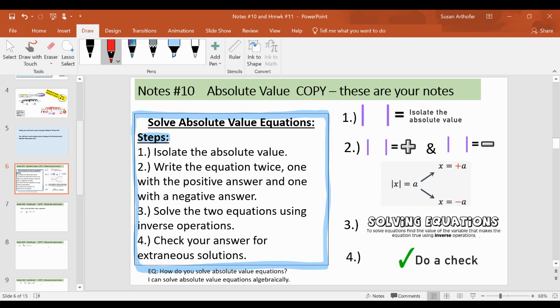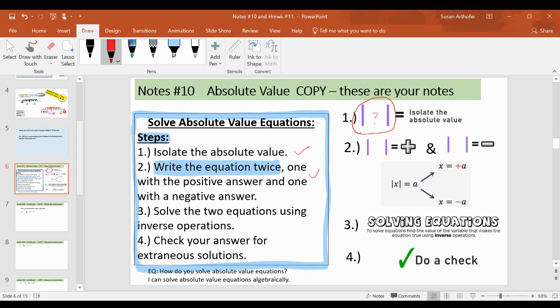So the first step is to isolate the absolute value. So on this right side, that means the only thing that should be next to equal are those bars and whatever's inside the bars. Okay, that's what it means to isolate the absolute value. Then you're going to write the equation twice. So that is the steps that you're learning today.